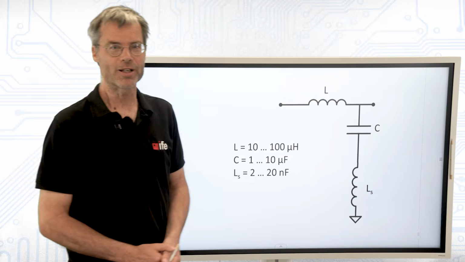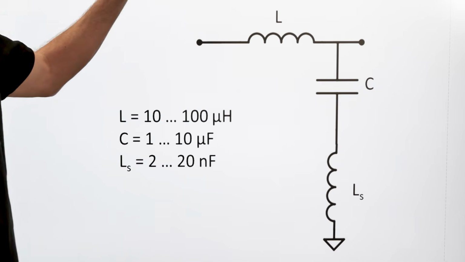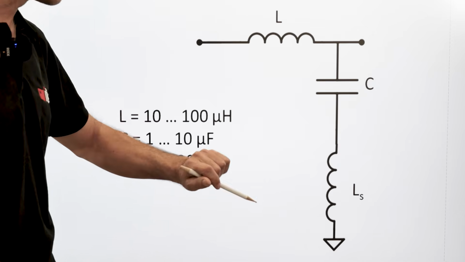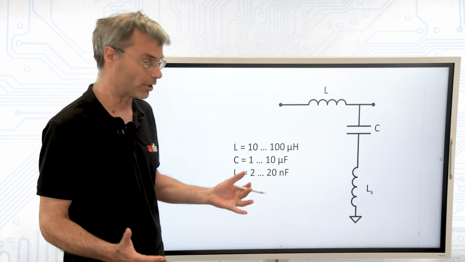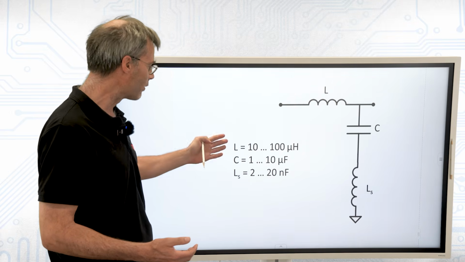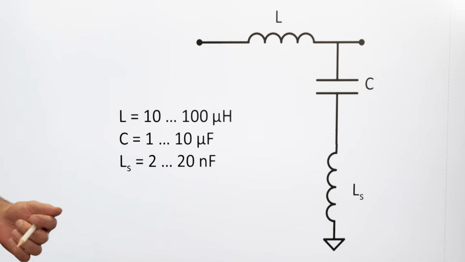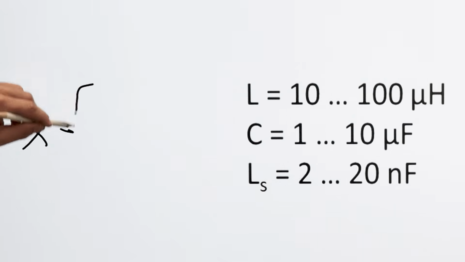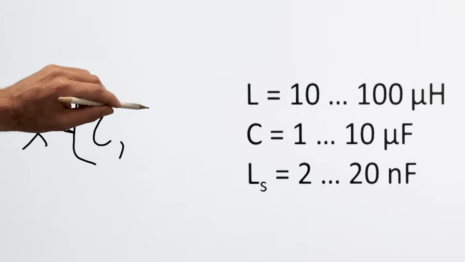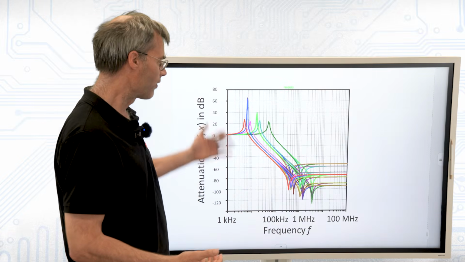After this very little introduction about machine learning, let's return to our initial filter example. This is the filter. We have an L and C and a parasitic inductance Ls. Now we are not interested in one individual filter. We are interested in many filters. So we span a design space where we vary the inductance from 1 to 100 microhenry, the capacitance between 1 and 10 microfarad, and the parasitic inductance between 2 and 20 nanofarad. So in the end, we have a design parameter vector, which consists of three components, which is L, C, and Ls.